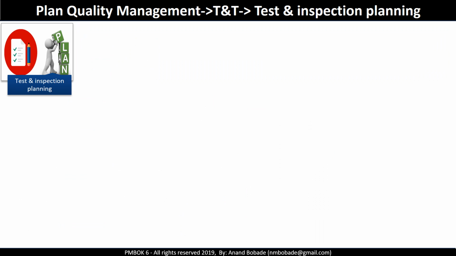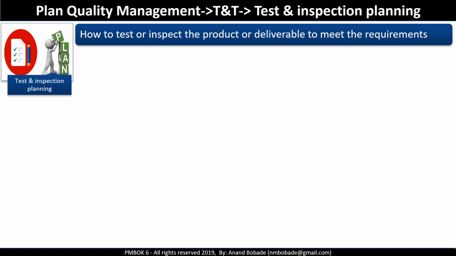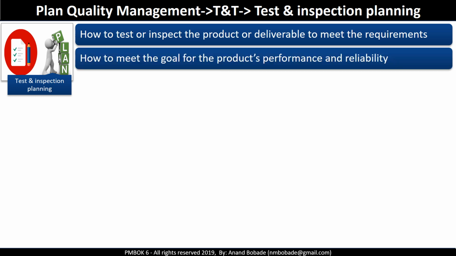Next important tool and technique is test and inspection planning. During the planning phase, project manager and the team determine how to test or inspect the product, deliverable or service to meet the stakeholders' needs and expectations. How to meet the goal for the product's quality, performance and reliability.